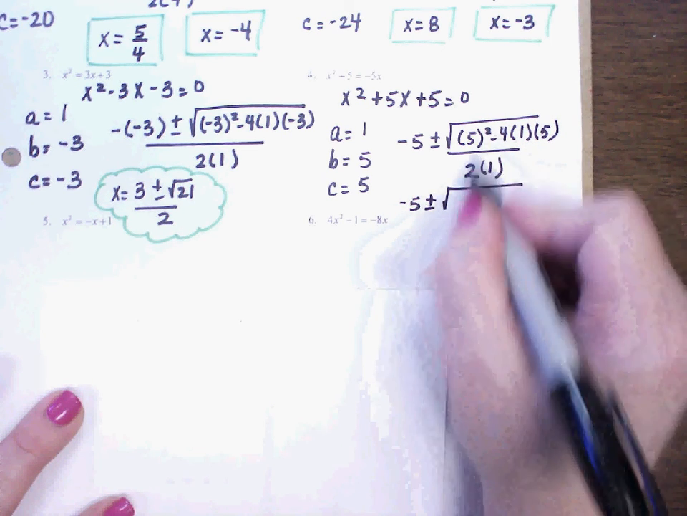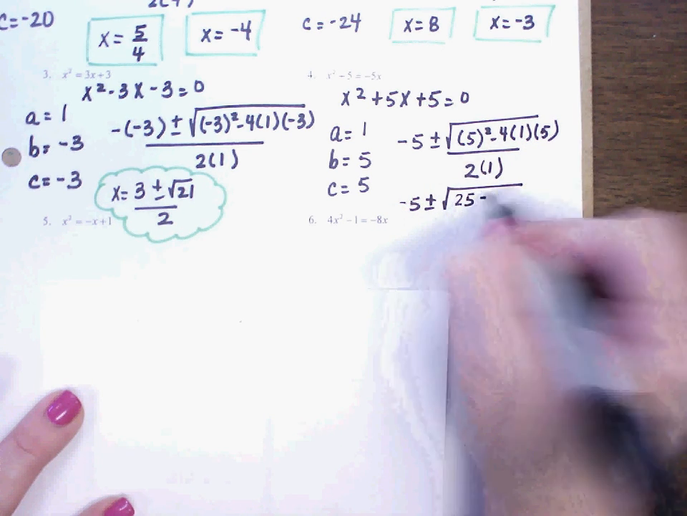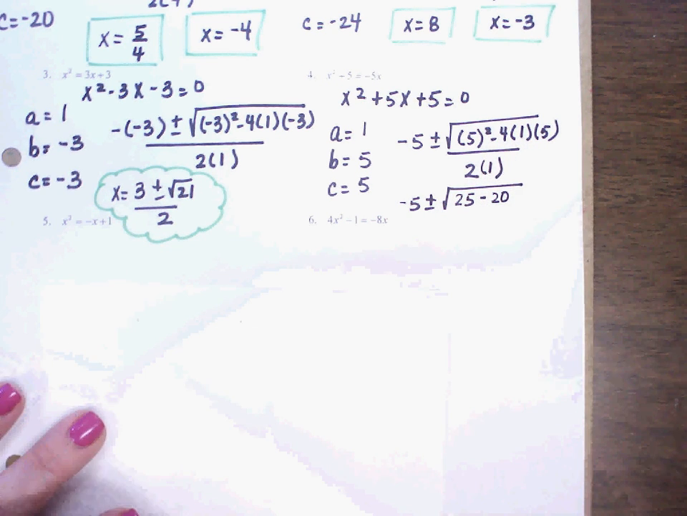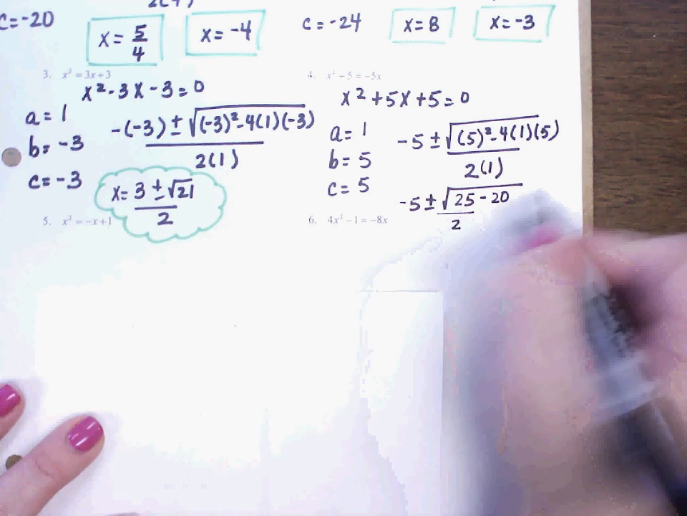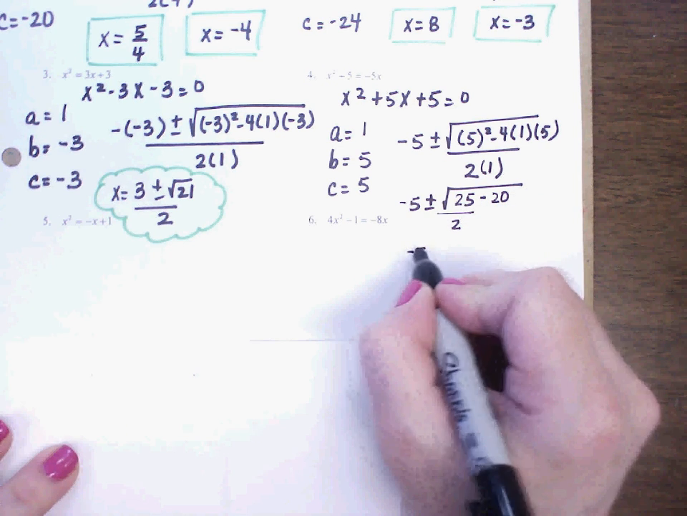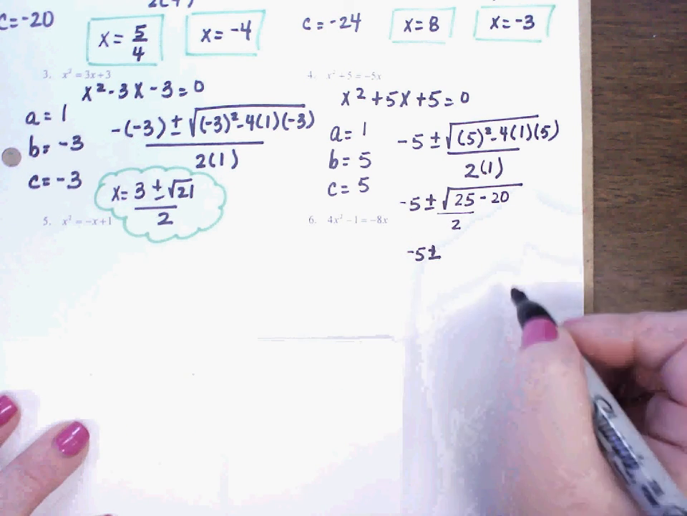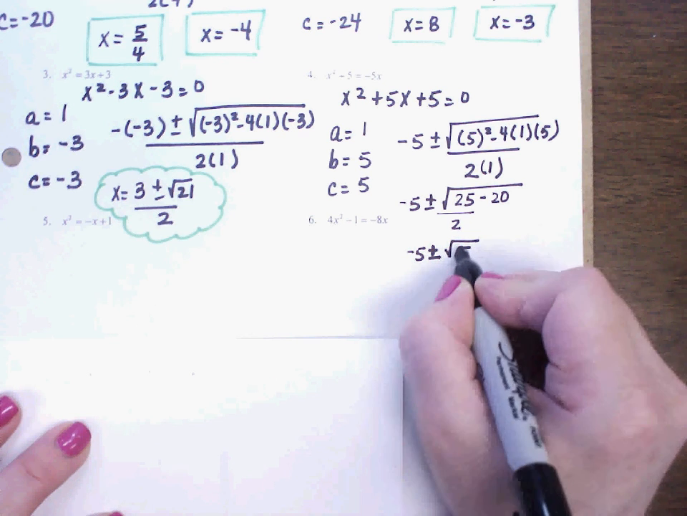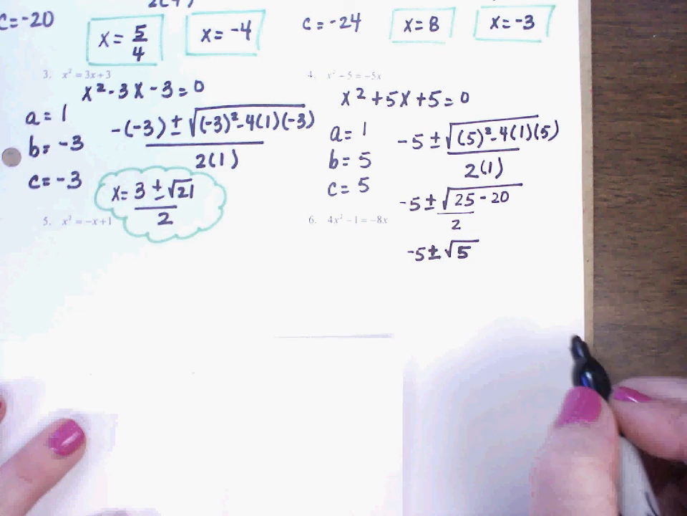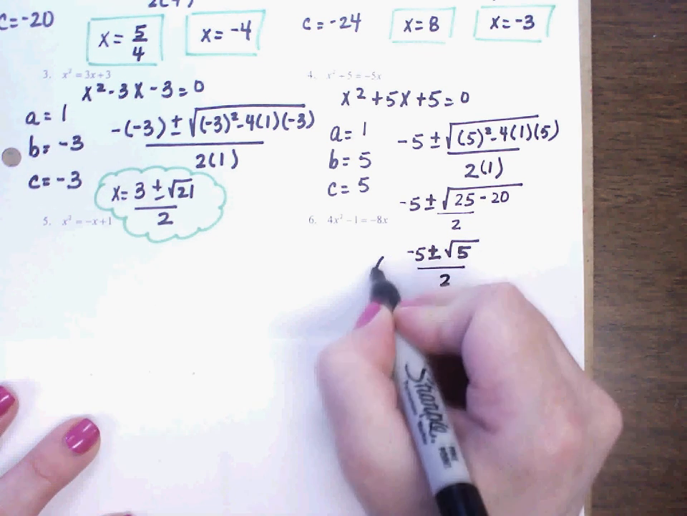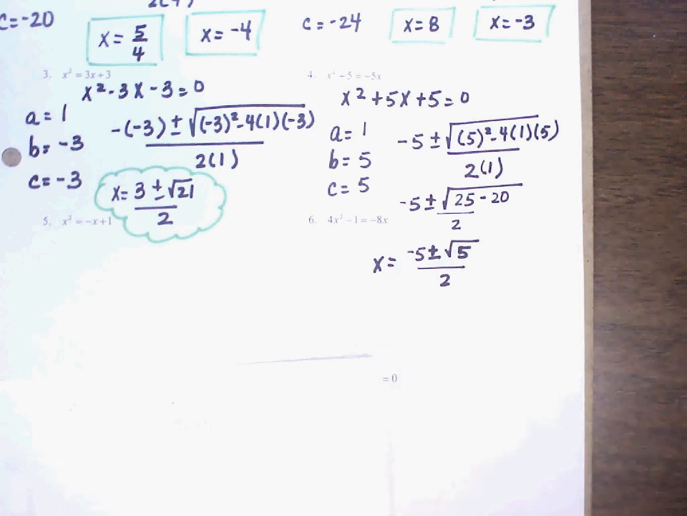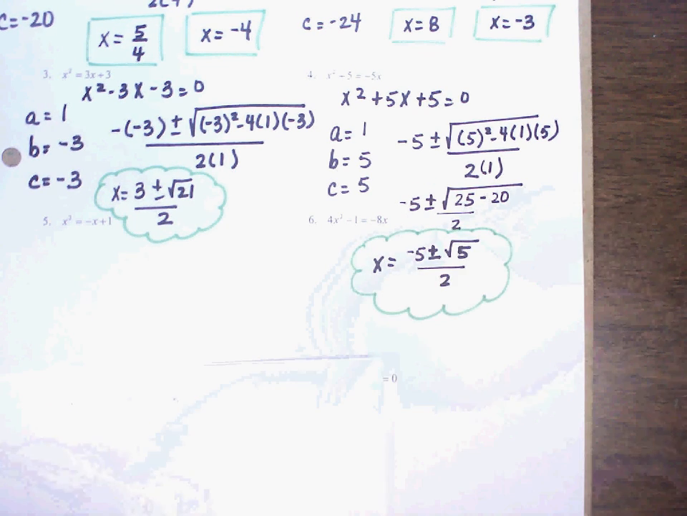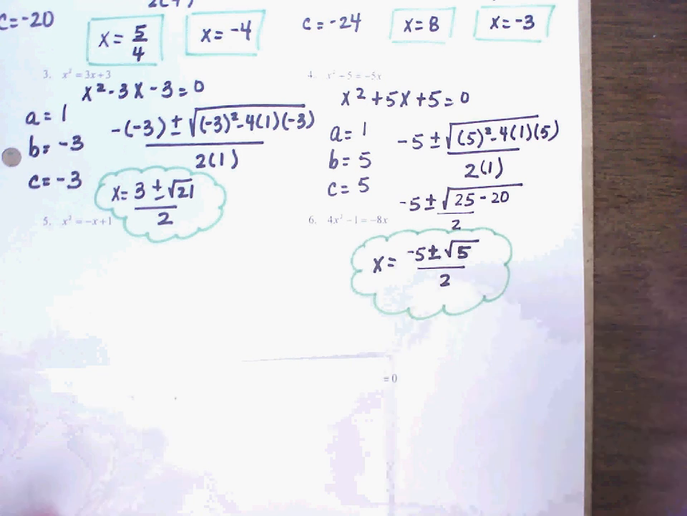All right, so 5 squared would be 25, right? 4 times 1 times 5 would be negative 20. What is 25 minus 20? 5. Does 5 have a perfect square root? No, so these are my options. Now again, on the test, it's going to be A, B, C. You just look for your decimal, so you don't have to worry about doing any of this.